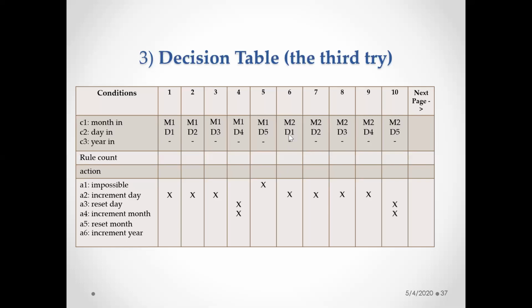D1 is 27, it will be incremented. 28, it will be incremented. 29, that is D3, it will be incremented. D4, 30, it will be incremented. Once it reaches D5, that is 31, 31 is the last one, so it needs to reset the day followed by incrementing the month. That's all it will be doing.